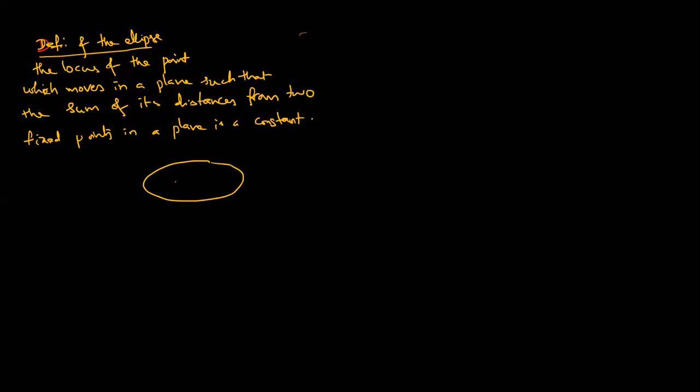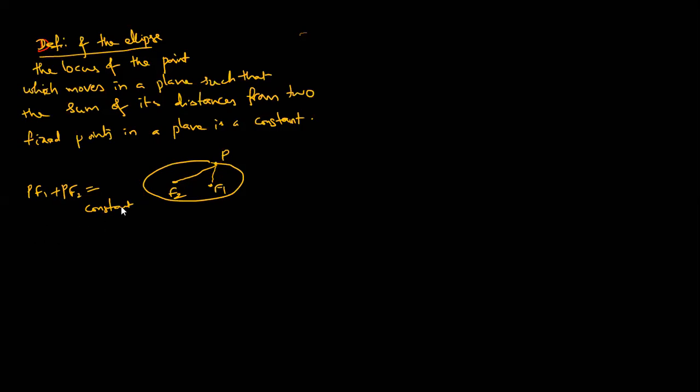Students, see, suppose these are the fixed points F2, F1. Choose any one point. So what is the meaning here? PF1 plus PF2 is always a constant. Choose any point on the ellipse.